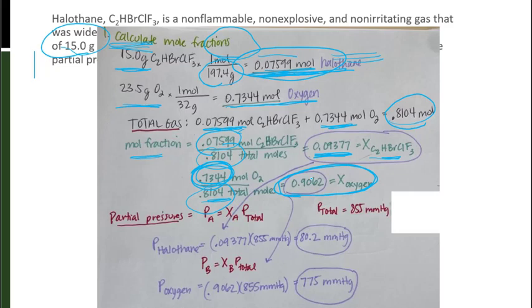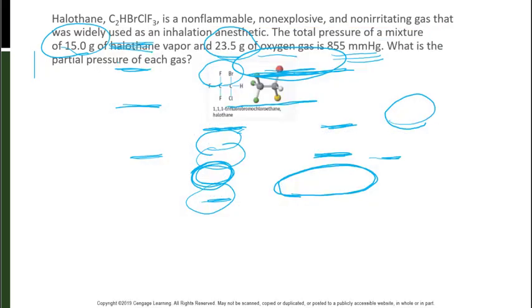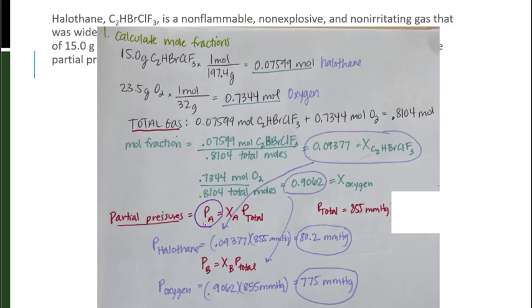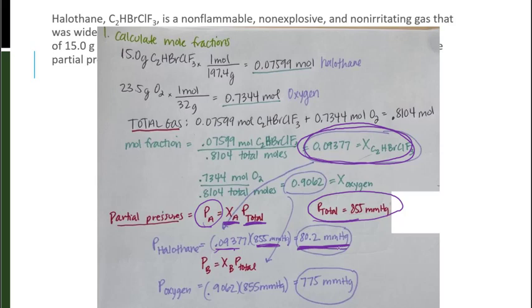Now to find the partial pressure of each gas, we're going to use that equation. The partial pressure of A is equal to the mole fraction of A times the P total. We were told the P total was 855 millimeters of mercury. So I'm going to take that first mole fraction for halothane and multiply it by 855. And that gave me 80.2 millimeters of mercury. Then for oxygen, I'm going to take the mole fraction of oxygen, which we found right here, times that total pressure. And I got oxygen's partial pressure.